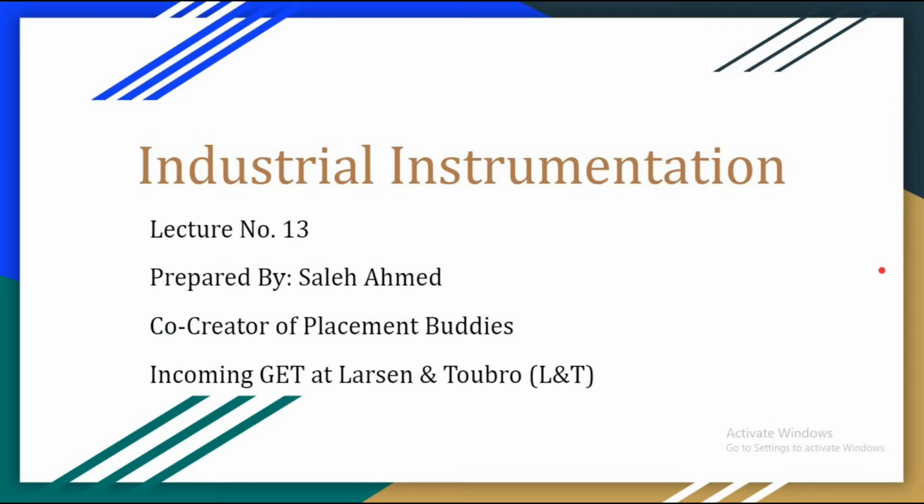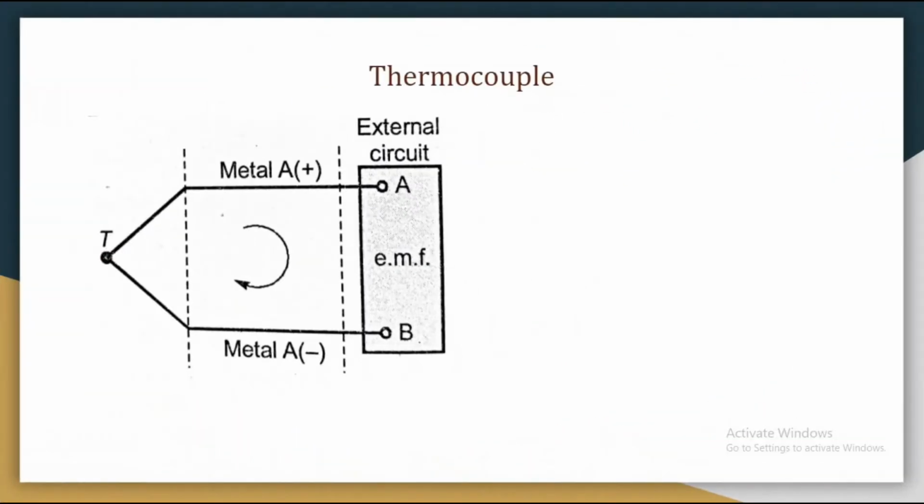Let me welcome you all to another lecture of this industrial instrumentation playlist, and today we will be going through thermocouple, right? Okay, so this is the diagram of a thermocouple. Basically we can see a thermocouple is a combination of two types of metals. Okay, they are put together in a junction and they are connected to an external circuit.